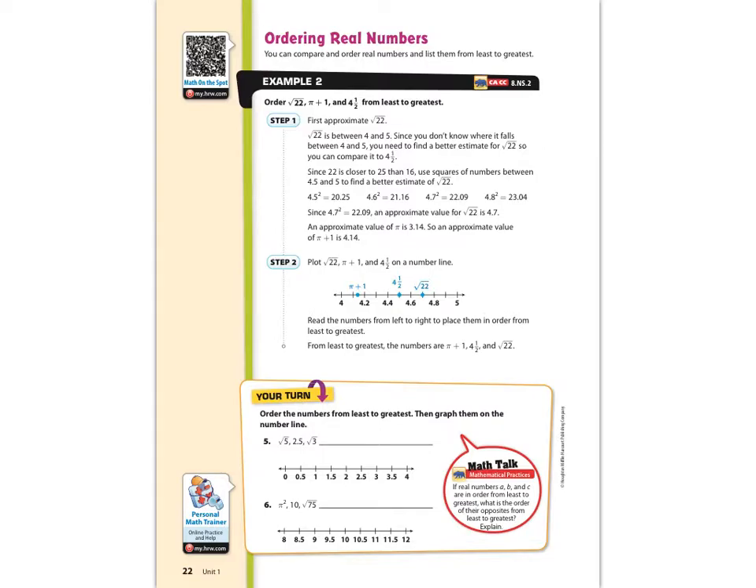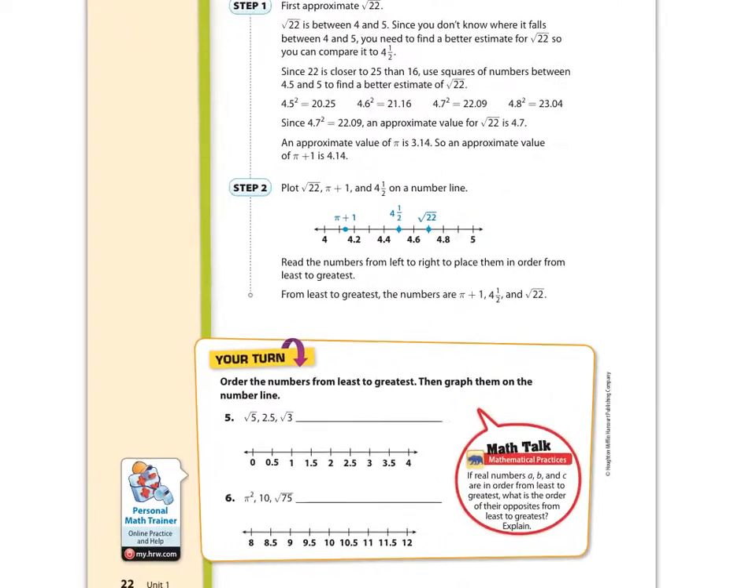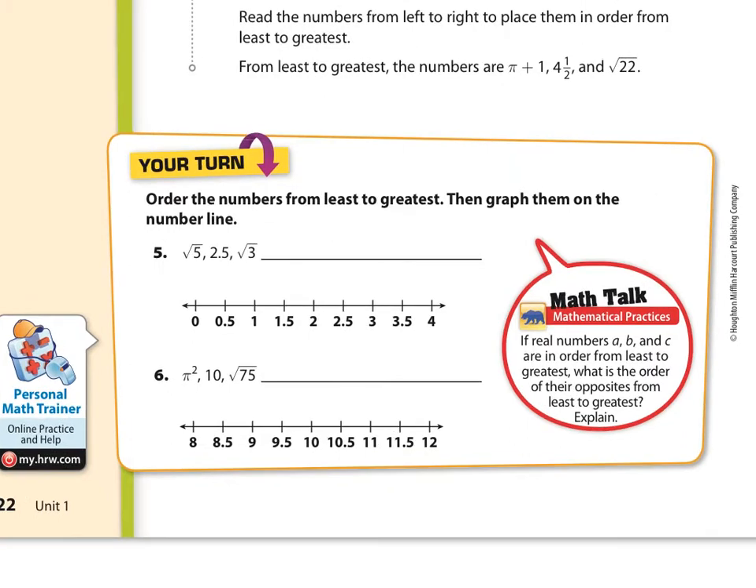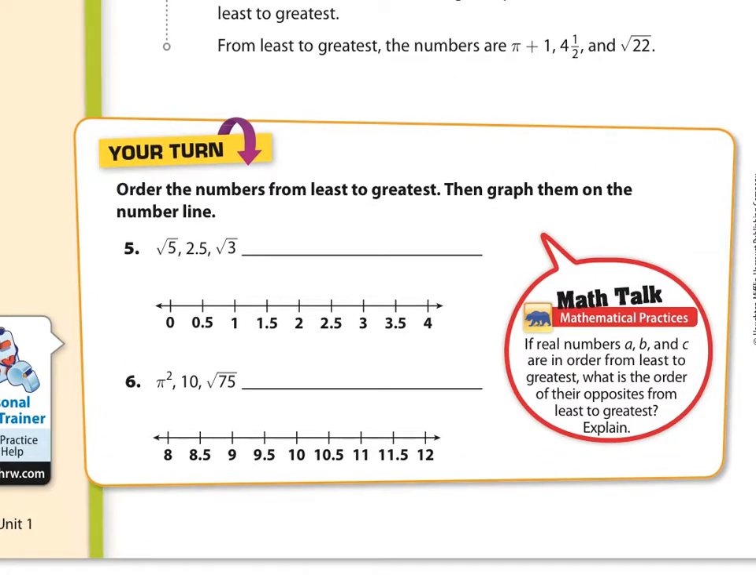We're going to be ordering real numbers and putting them on a number line. So let's go straight to the your turn. Definitely read or look through the examples above this if you like. So we're going to order these numbers from least to greatest, and then we're going to graph them.